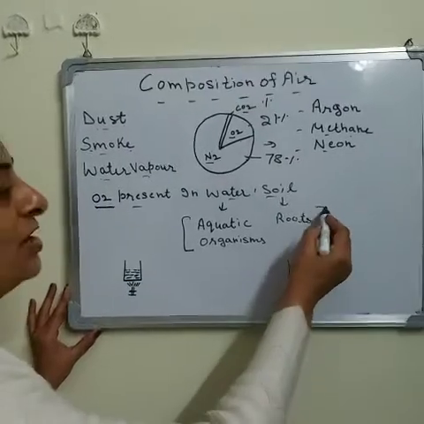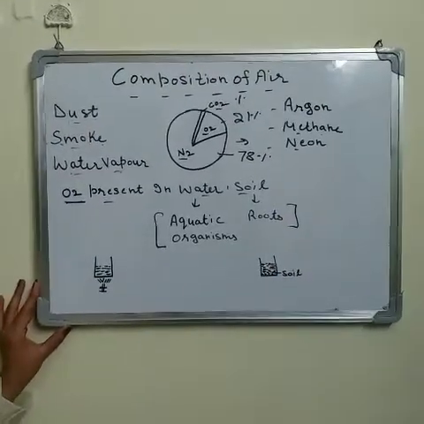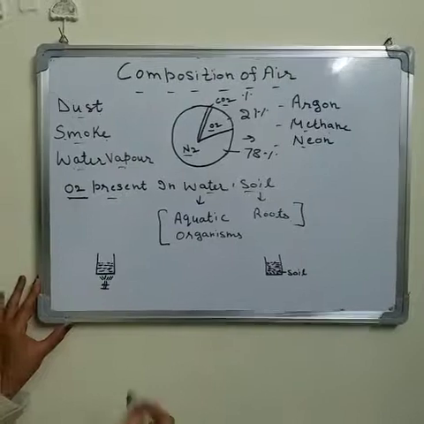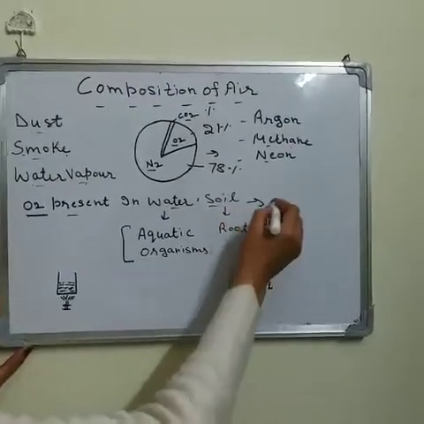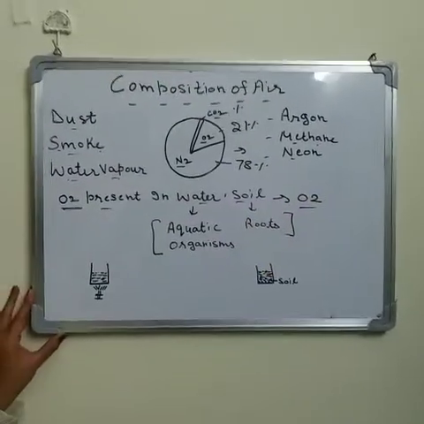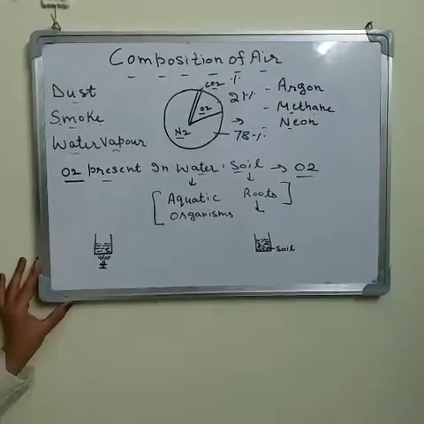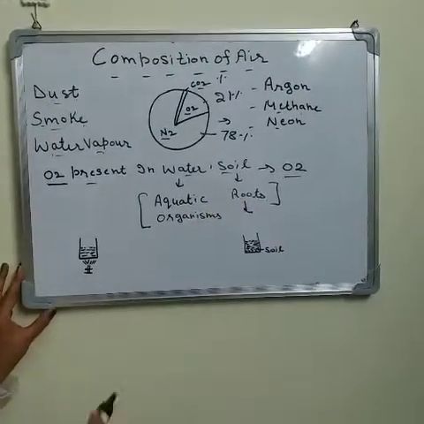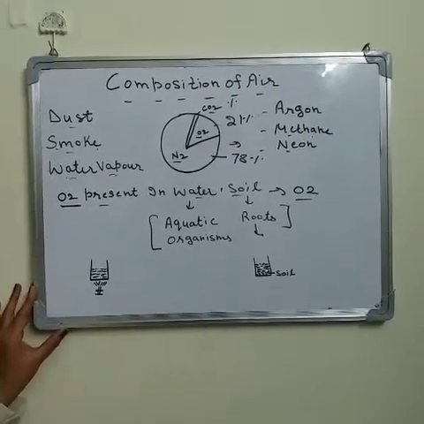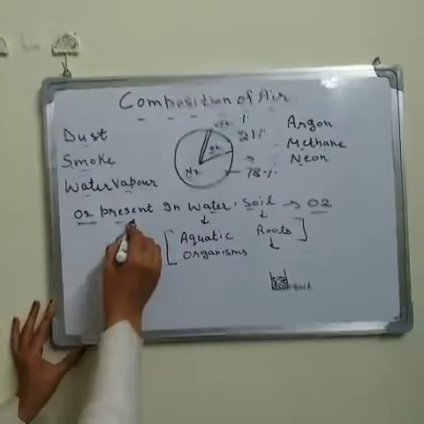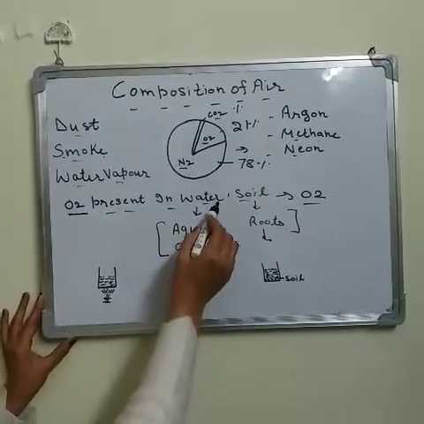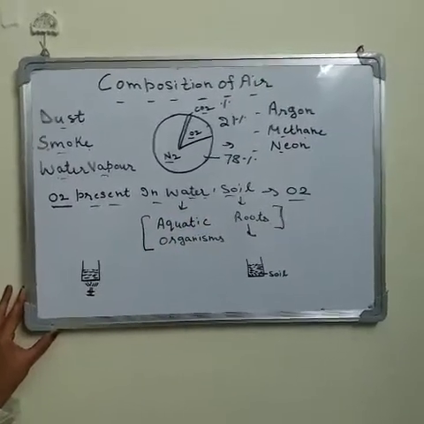In the same way, organisms are also present in the soil. How do they survive? They survive by taking the oxygen which is present in soil. The roots of plants grow deep into the soil and take oxygen from the soil. So let us find out the presence of oxygen in water and soil through a small activity.